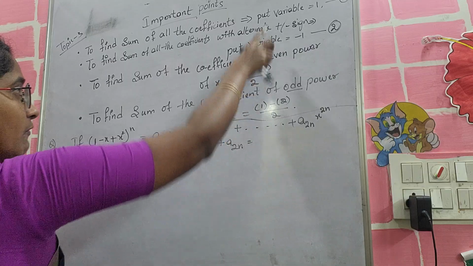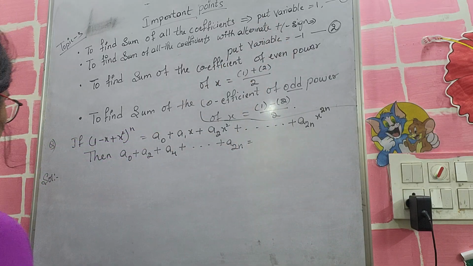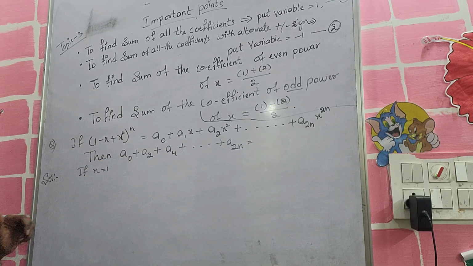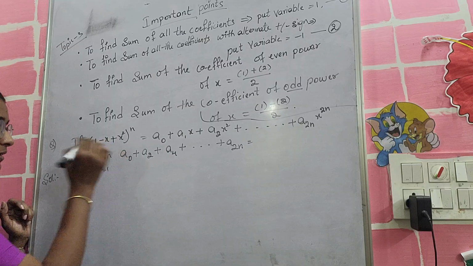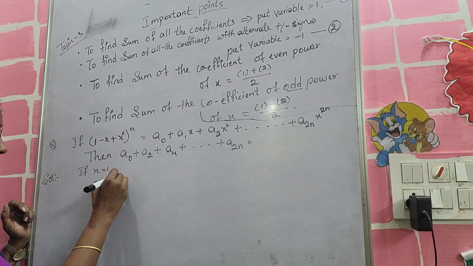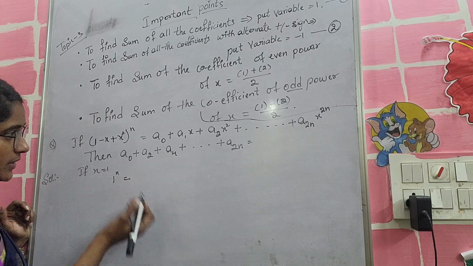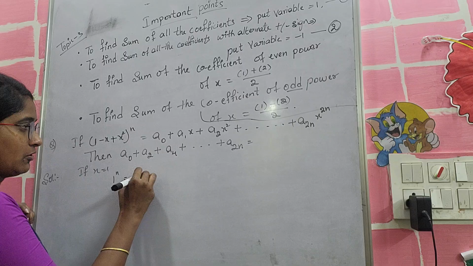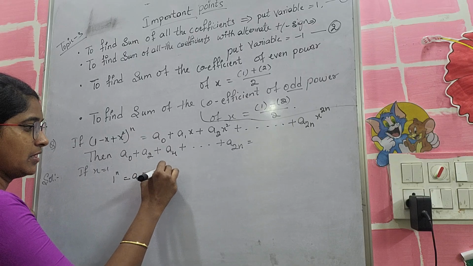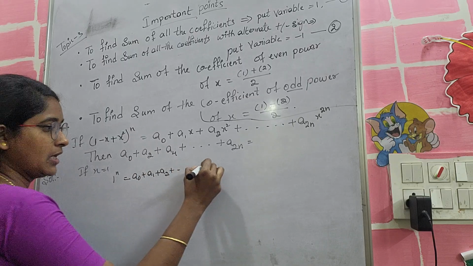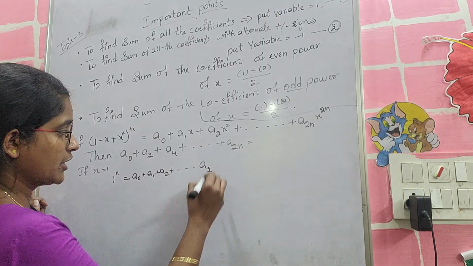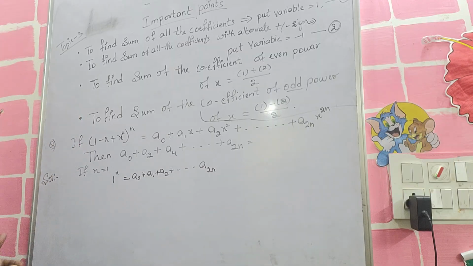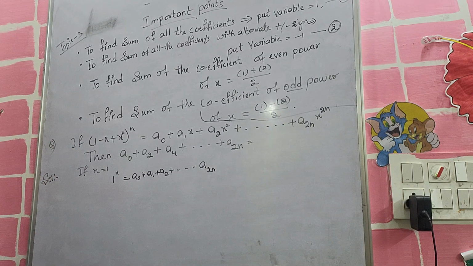What we need to do? We have to add equation 1 and 2 and divide by 2, right? So first of all, keep x = 1. If x = 1, then 1 - 1 is 0, and 1 squared is 1, so 1 power of n is 1. Then here I am going to get a0 + a1 + a2 + and so on up to a2n times x power 2n. x is 1, so 1 power of 2n is 1. So this data I got it.